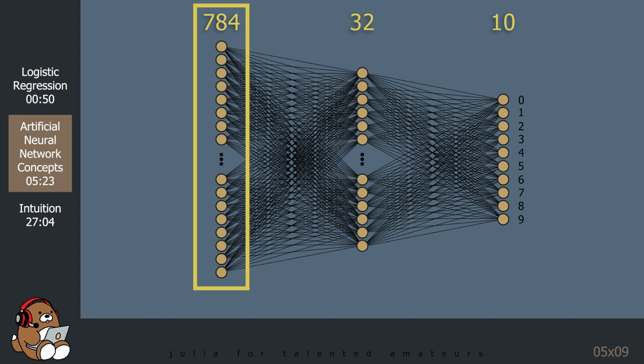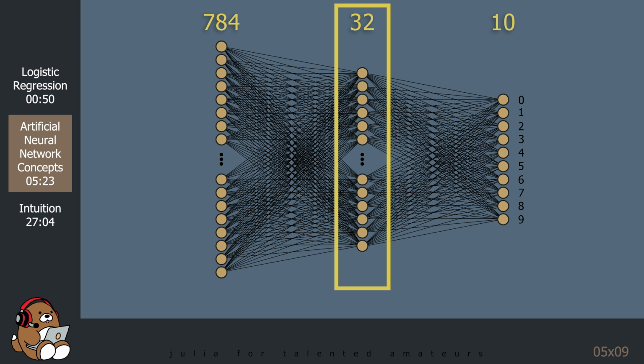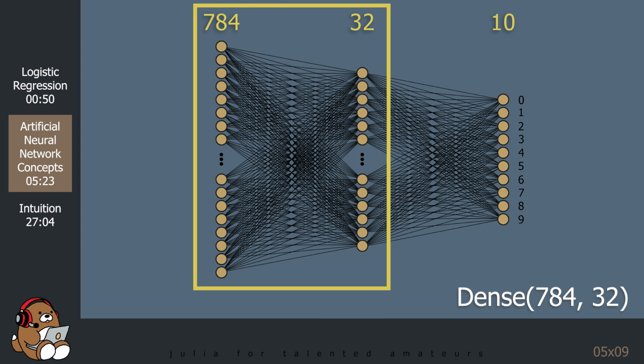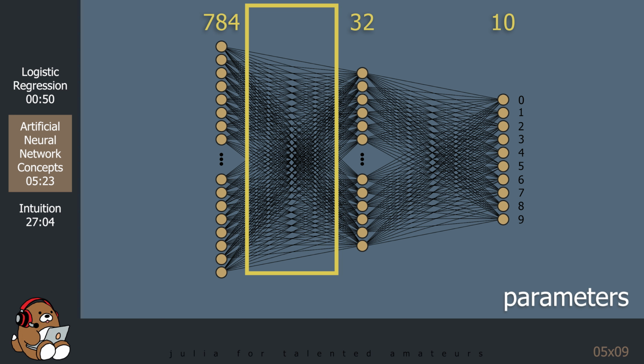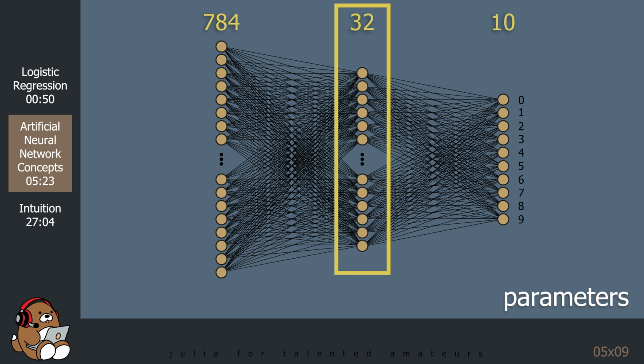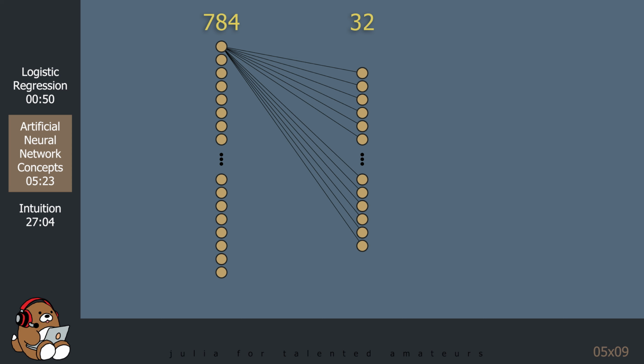If we go back to the diagram of our model, there are 784 nodes in the first column and 32 nodes in the second column. Using 784 and 32 with a dense constructor creates a so-called dense layer with 784 nodes as inputs and 32 nodes as outputs. Each connecting edge contains a parameter, and each output node also contains a parameter. So if you look at the first node in the first column, that node is connected to 32 nodes in the second column.